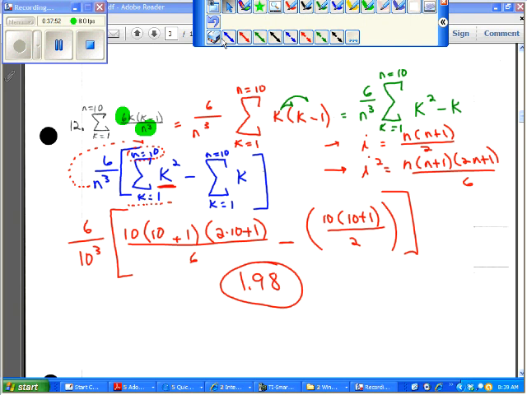Any questions on number 12? Any questions on the first 3 summation examples?